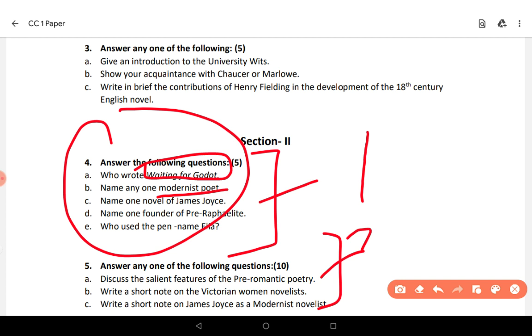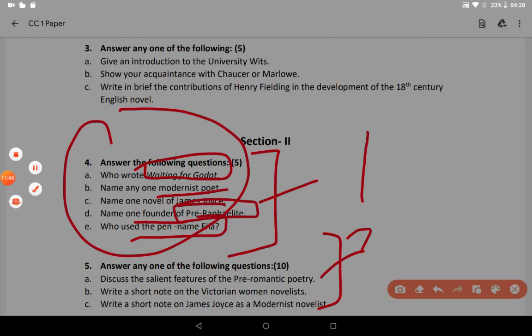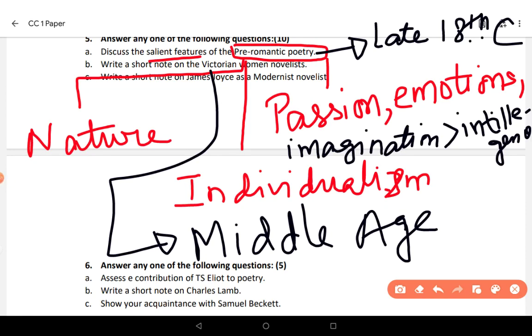Samuel Beckett. Name one modernist poet: T.S. Eliot. Name one novel by James Joyce: A Portrait of the Artist as a Young Man. Name one founder of the Pre-Raphaelites: you can write Dante Gabriel Rossetti. Who used the pen name Elia? Charles Lamb.